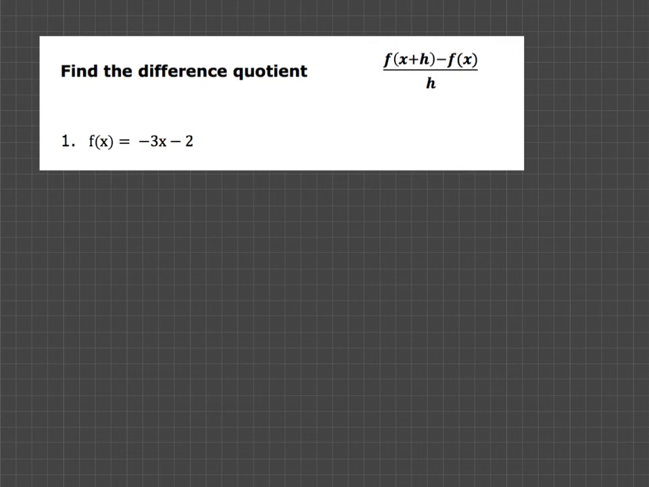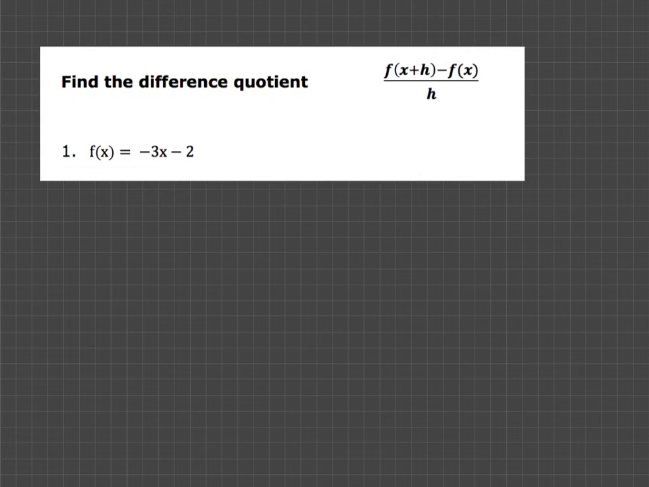Okay, the final kind of problem in this section is to find the difference quotient. So the difference quotient, I have that there, and this is like problems number 9 and 10. Okay, so our first one, we have f of x equals negative 3x minus 2.